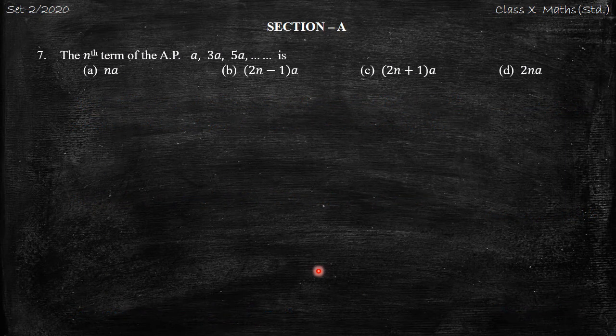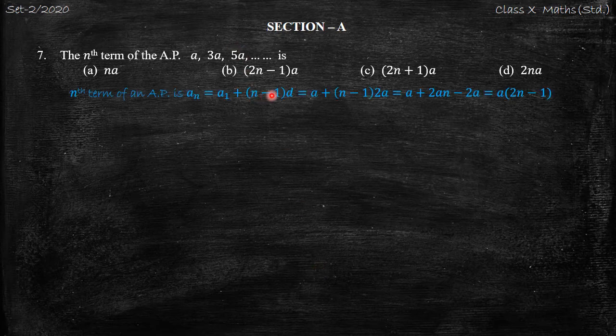Okay, next question. The nth term of the AP a, 3a, 5a is. Here, how do we find the nth term? It is a1 plus n minus 1 times d. a1 is the first term and d is the common difference. So here the first term is a and the common difference is 3a minus a, which is 2a. So you can simplify and get it as a times 2n minus 1. So here option B is the answer.